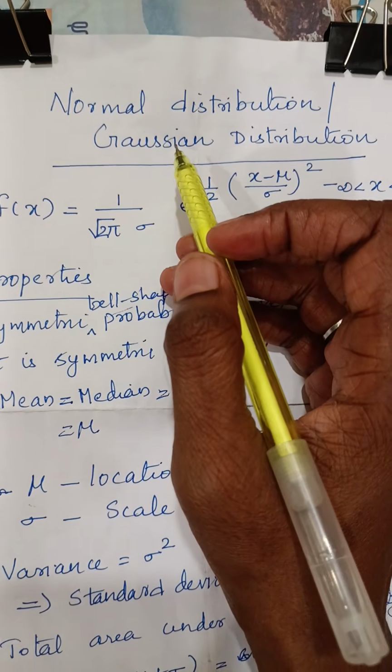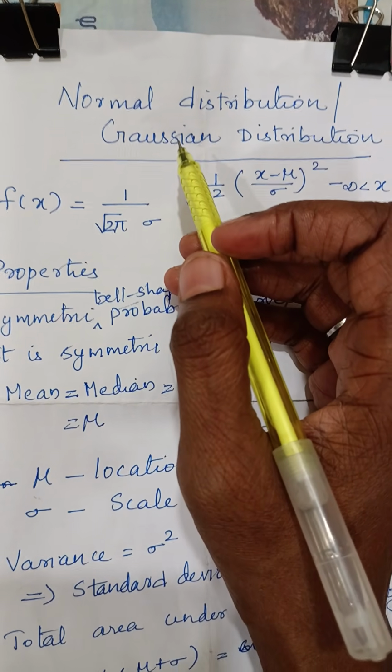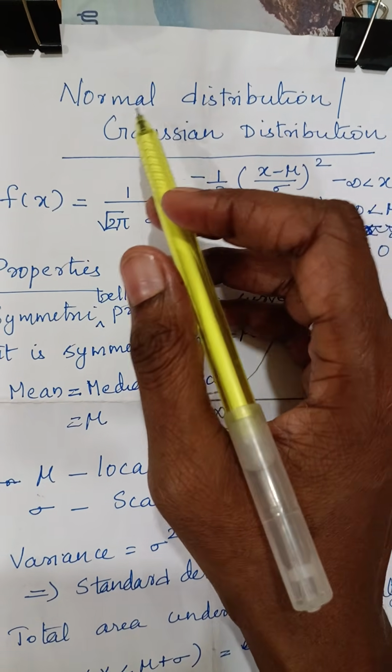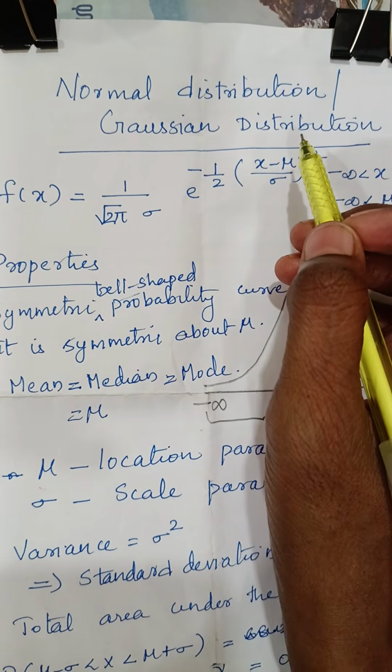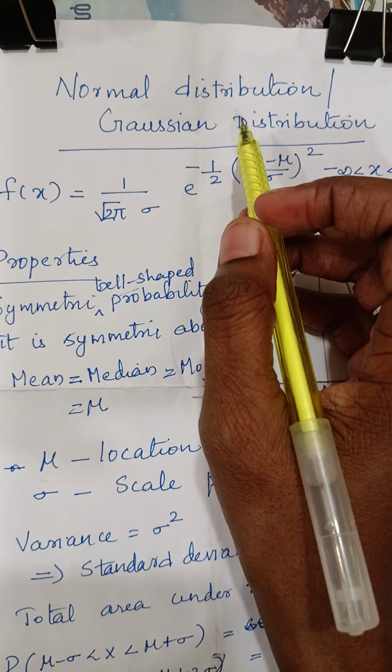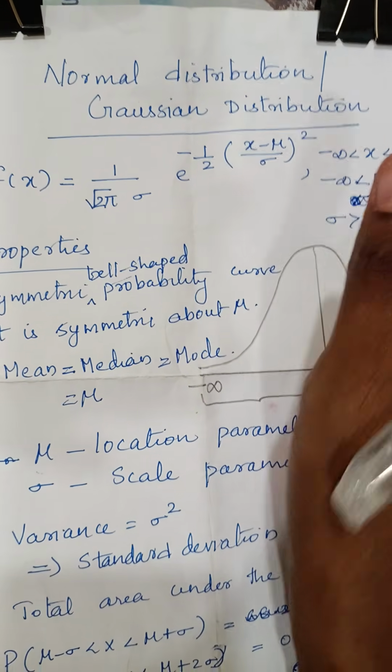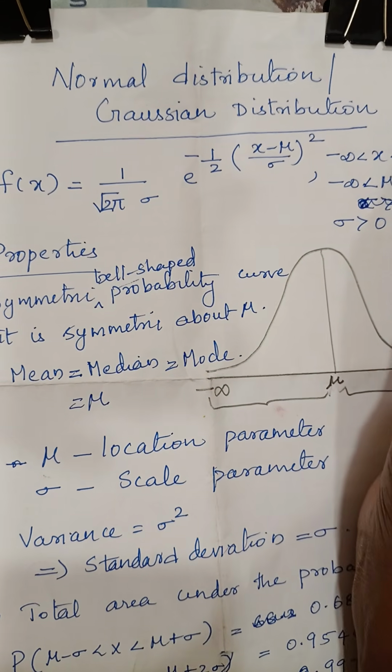Next we are going to discuss a very important probability density function, which is known as the normal distribution, otherwise known as the Gaussian distribution. This distribution has a wide variety of applications in different fields.